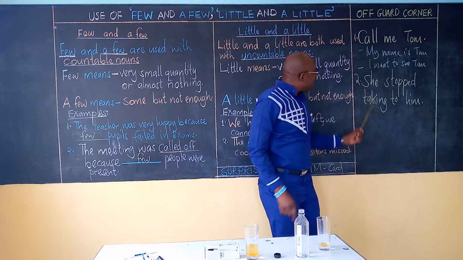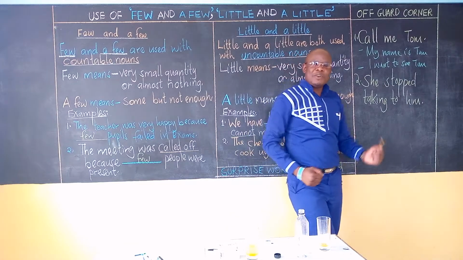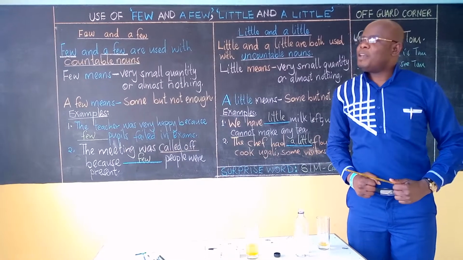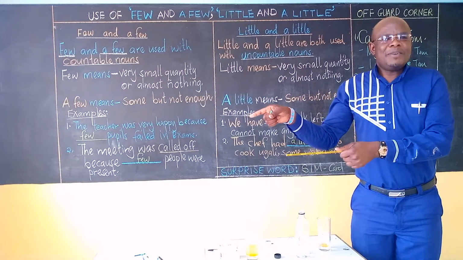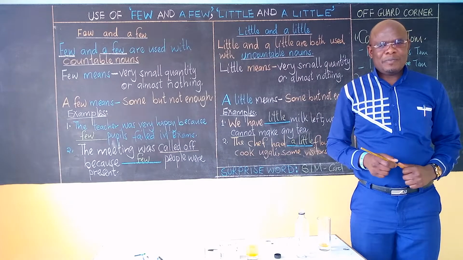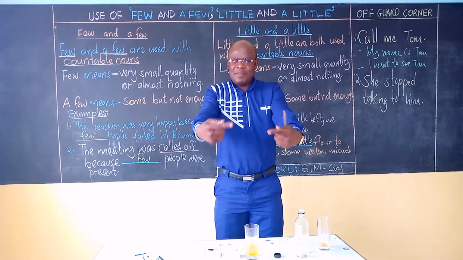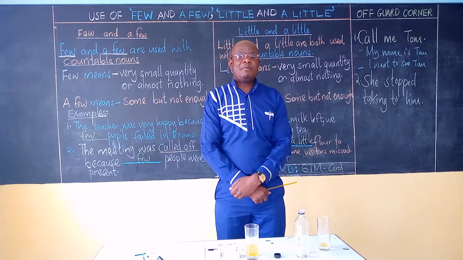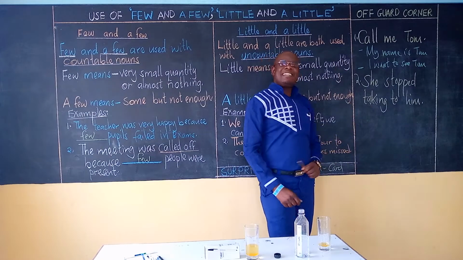How about the second one? She stopped talking to him. First meaning, the person was in motion, walking, then all of a sudden, how are you? Now she stopped talking to him, right? That is the first meaning. Meaning number 2, the person was in the process of talking to someone, and then all of a sudden went mum. No more talking. Those are the 2 meanings of my off guard corner.